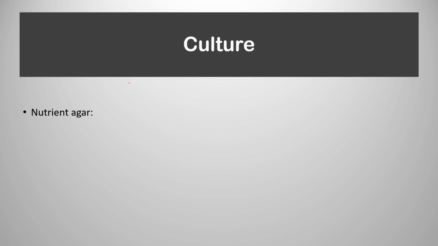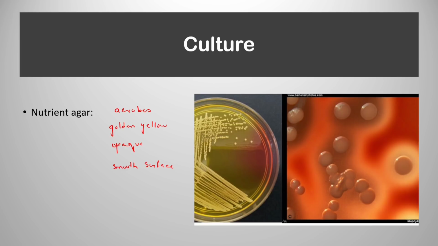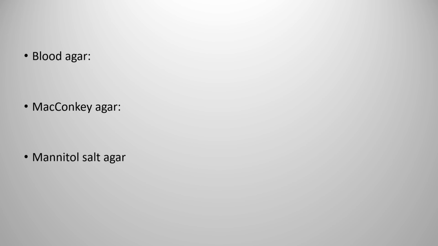Now, culture. When we talk about the culture of Staphylococcus aureus, they are aerobes and facultative anaerobes. On nutrient agar, they appear as golden yellow and opaque colonies with a smooth surface. In this picture, you can see the opaque, golden yellow colonies.